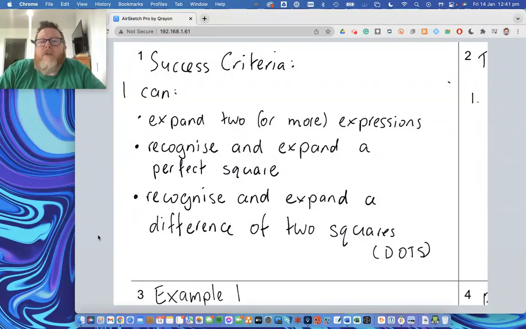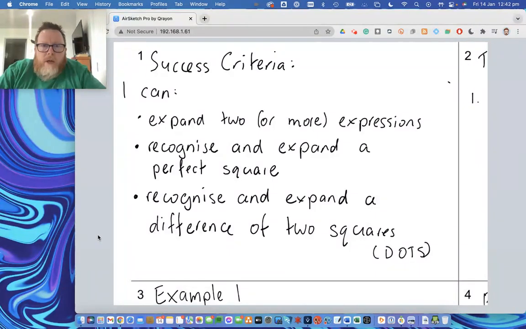So you can see on the screen there are three success criteria here. We've got that you can expand two or more expressions, and I'll talk about that in a second. The second is recognizing and expanding a perfect square, and the third is recognizing and expanding a difference of two squares. And I guess the key outcome for those last two dot points is that you can see an expression and go, oh yeah, that fits the pattern of a perfect square, or that fits the pattern of a difference of two squares, even if it's unfamiliar. And that's a real key to success there.